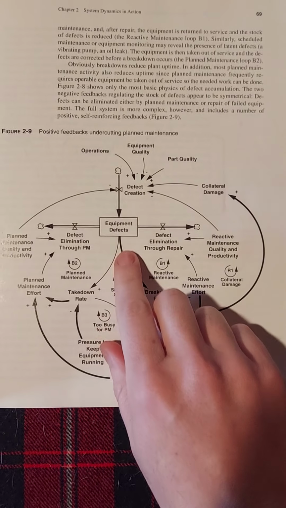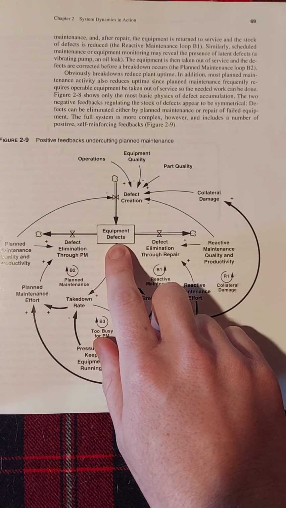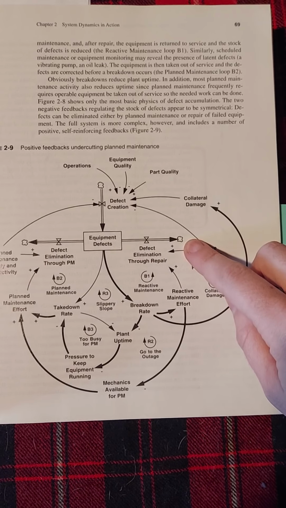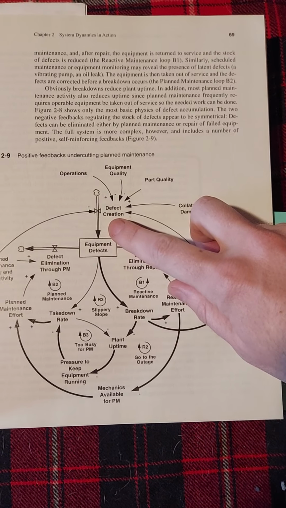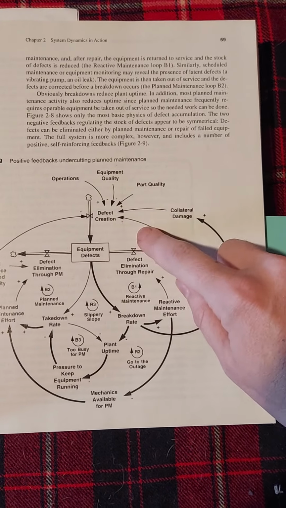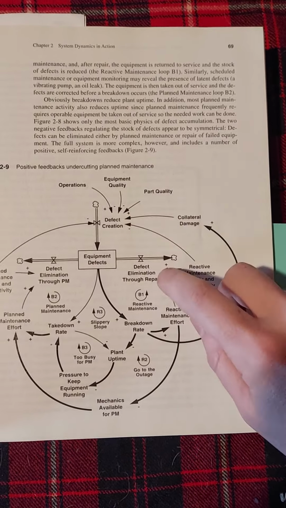So you have some stocks which accumulate over time. This is a stock of equipment defects, right? These accumulate and flow out of the stock by these flow paths, which you can assign rates to. So we've got the defect creation flow, which is being affected by some different things such as part quality and collateral damage. Collateral damage is increasing the defect creation flow rate, and part quality is decreasing it, because as you get higher part qualities, you get fewer defects.